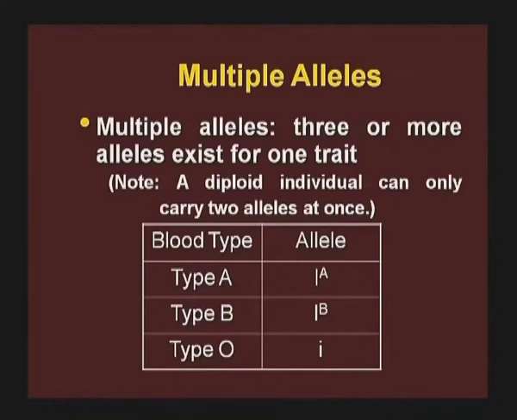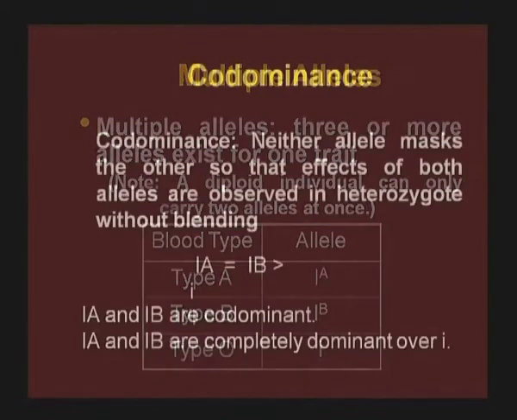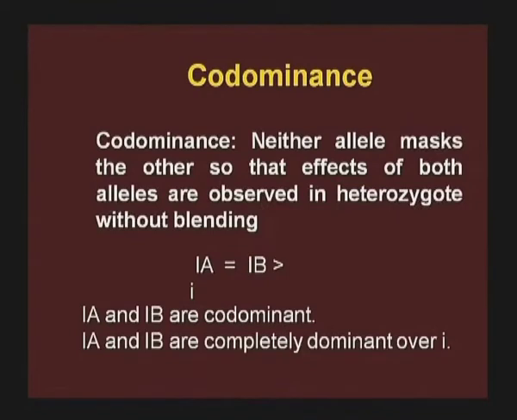In multiple alleles, three or more alleles exist for one trait, as in the inheritance of blood type, where we have type A, type B and type O, and the alleles governing are capital I^A, capital I^B and small i. These are the factors responsible for codominance.